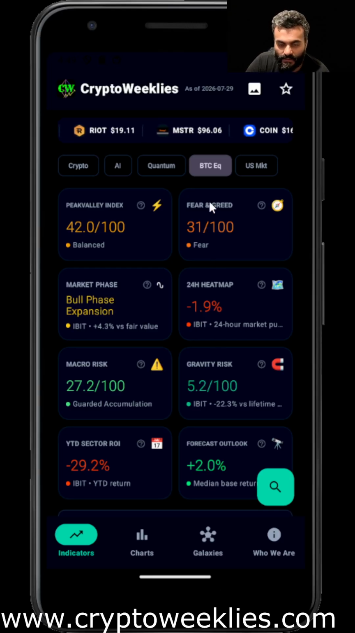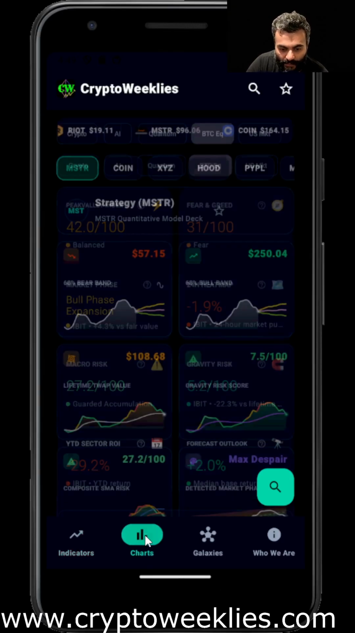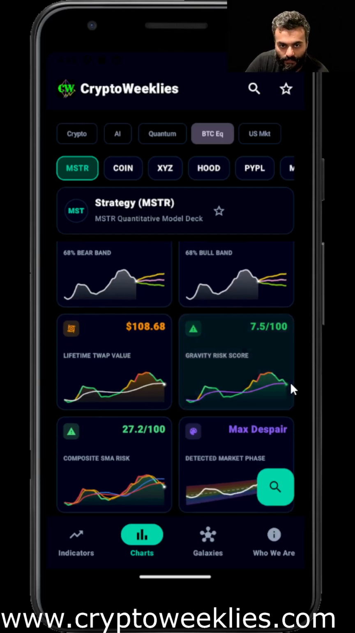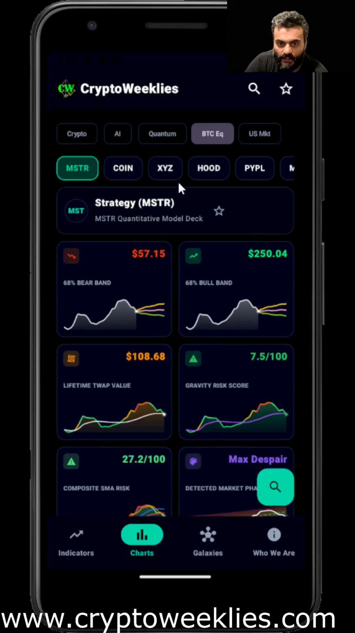No ads, no payment required for this app. We just wanted the community to leverage these assets and these insights.